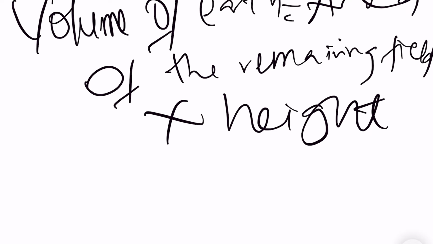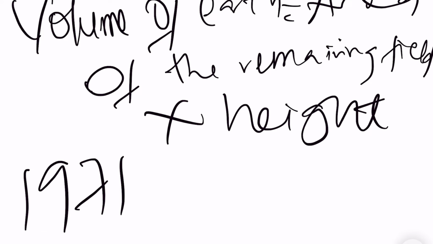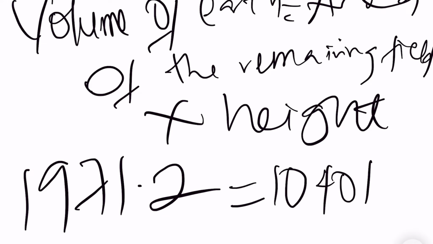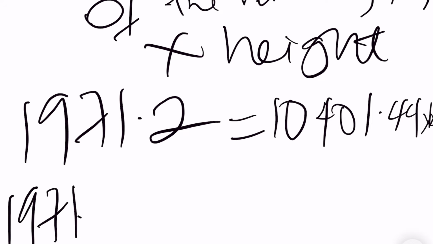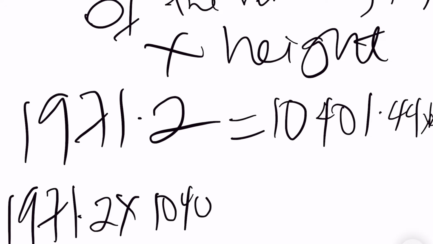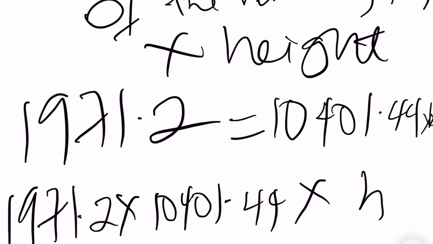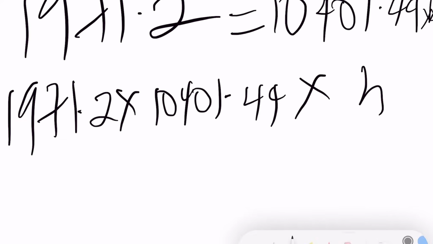Now we solved it that the volume of the earth in which the cylindrical well was dug is 1971.2, and the area of our remaining field is 10401.44 times height. So 1971.2 should be equal to 10401.44 times height.